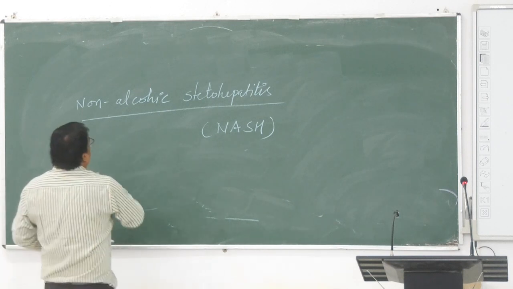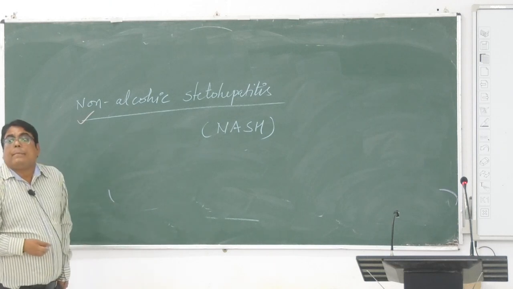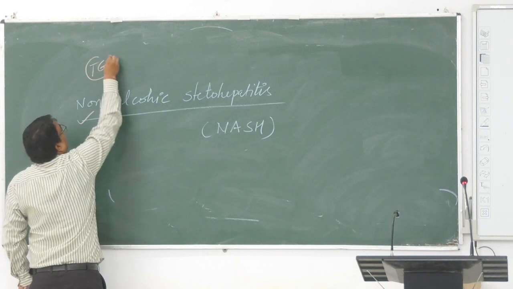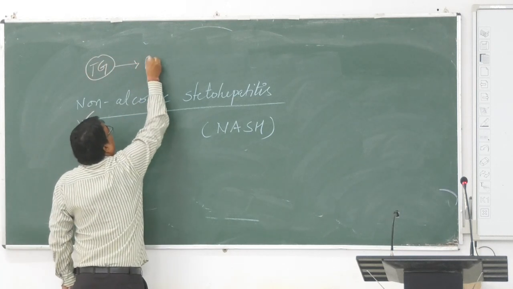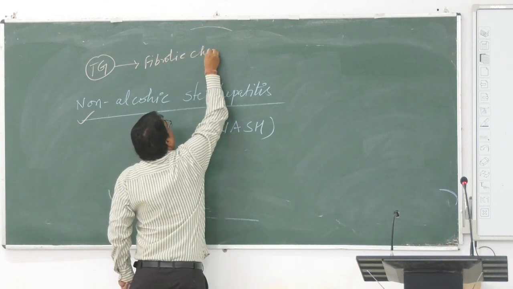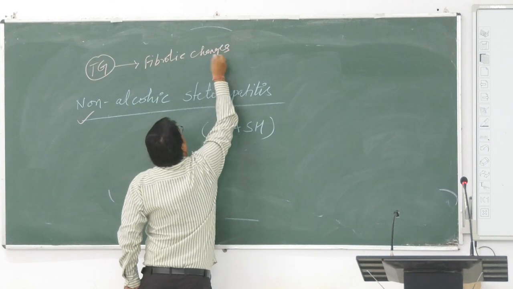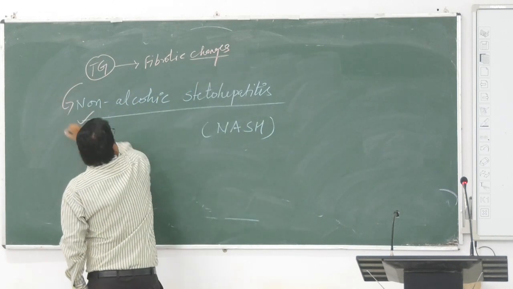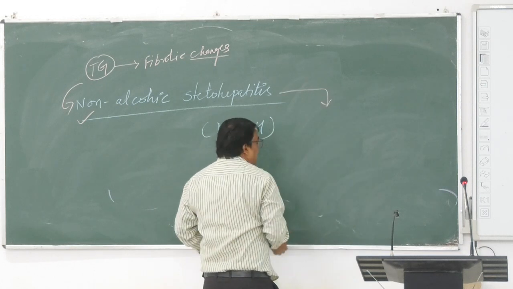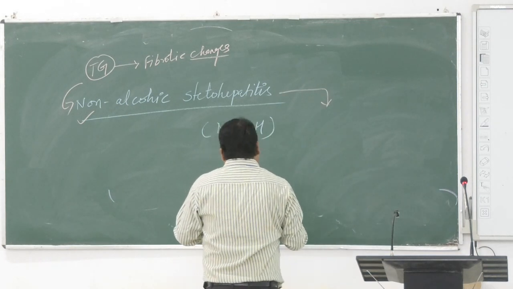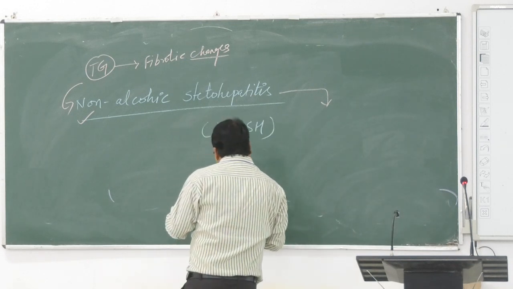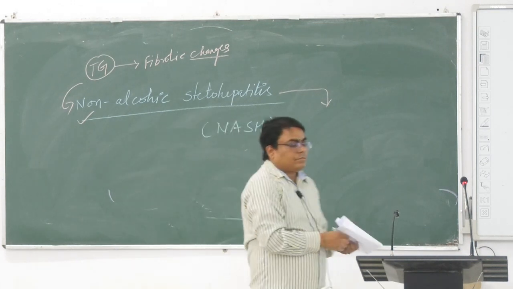Okay? How does this condition occur? This is a condition caused by the deposition of cholesterol and triglyceride in the liver, which can lead to fibrotic changes. Due to this, non-alcoholic steatohepatitis occurs, and with continuation, several complications come, which we discussed before: cirrhosis, hepatocarcinoma, and liver failure. Okay.